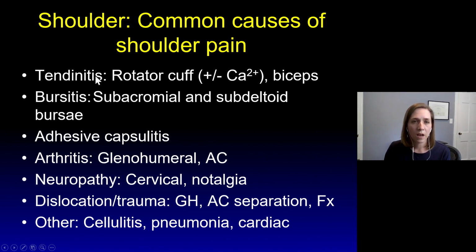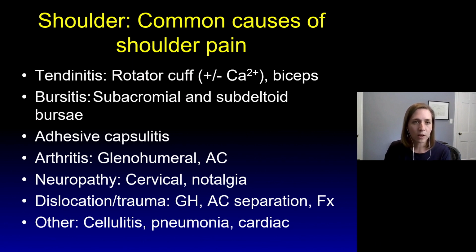This would be contrasted with bursitis. So there are several different bursas around the shoulder. The most common is the subacromial, right under the acromion, and then subdeltoid, which is a little bit lower. These can also be sources of soft tissue pain and quite palpable, which can be helpful on your physical exam. You could have adhesive capsulitis.